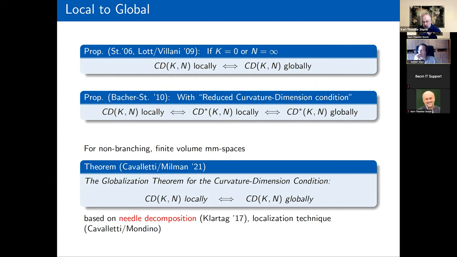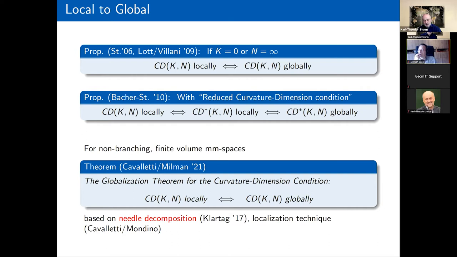As an intermediate step with Bacher, I introduced the reduced curvature dimension condition with slightly modified parameters. And for this, we could prove a local to global property, and we could prove that the local property of a reduced curvature dimension condition is the same as the local version of a curvature dimension condition. But the full local to global was unclear again for more than 10 years, and it was Cavalletti and Milman who only recently proved the globalization theorem with minimal assumptions. And this is based on a very powerful localization technique which Cavalletti and Mondino developed in recent years, and which is based on the needle decomposition of Klartag. So these are very sophisticated techniques, originally coming from smooth calculus, but now extended to metric measure space calculus.